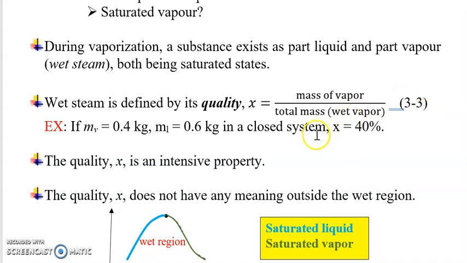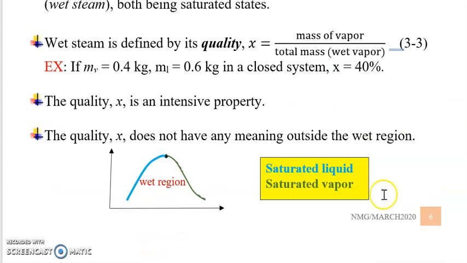So quality is an intensive property. It does not have any meaning outside the wet region. Whether it's the subcooled or compressed region or the superheated vapor region, it has no meaning. It only has meaning within the dome. It is equal to 0 on the saturated liquid line, and this is all liquid. It is equal to 1 on the saturated vapor line. That means your vapor is 100% vapor. And it's somewhere between 0% and 100% in the mixture.